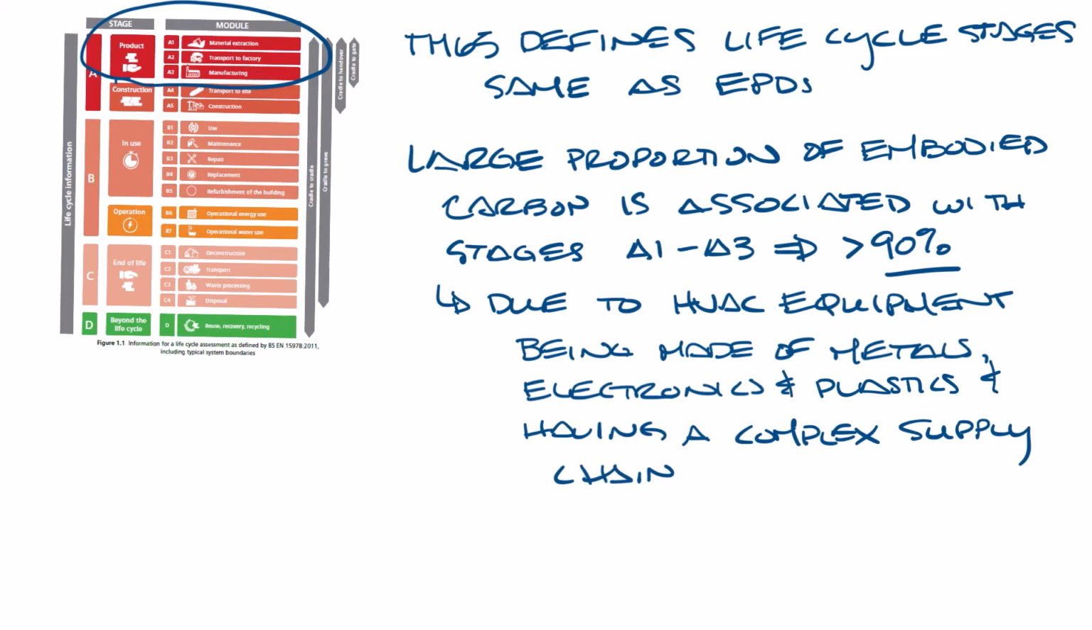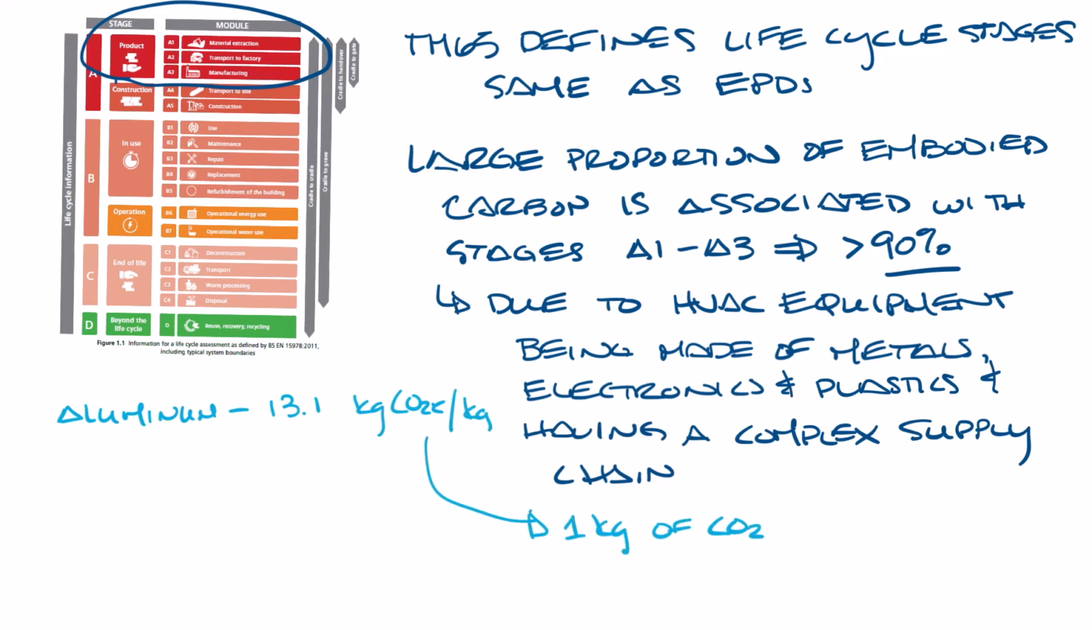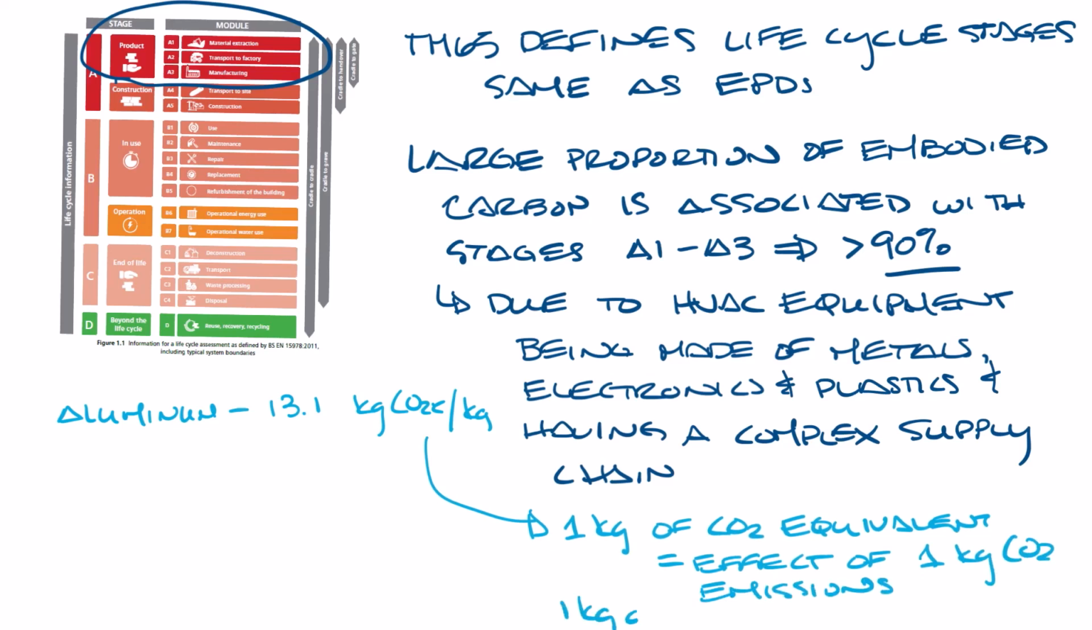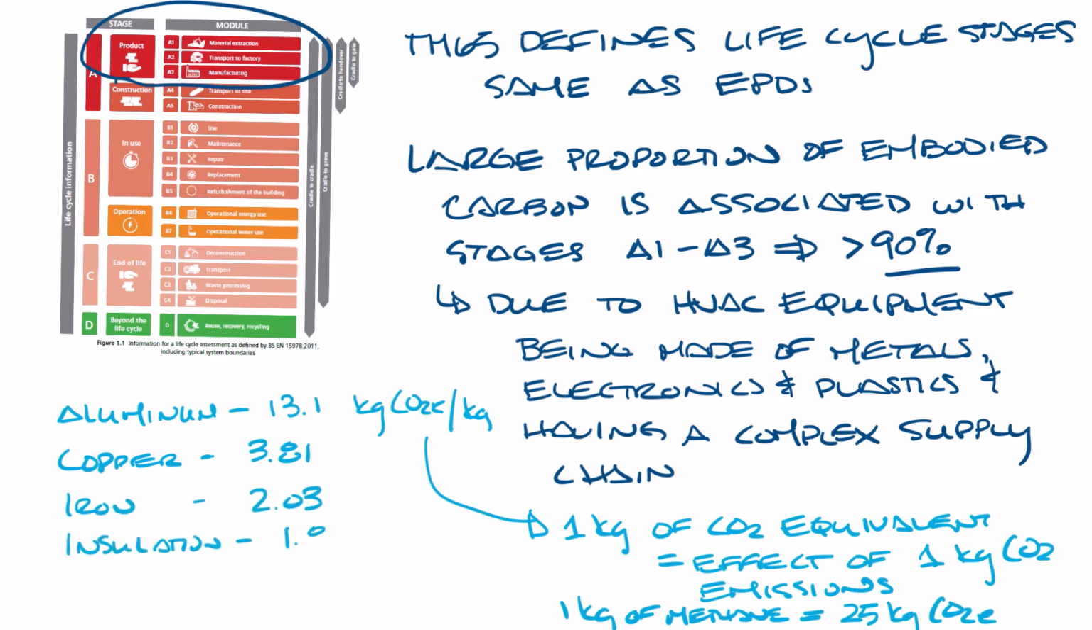For example, TM65 shows the embodied carbon for some common HVAC equipment raw materials, such as aluminum, which is 13.1 kilograms of CO2 equivalent per kilogram of aluminum. 1 kilogram of CO2 equivalent is equivalent to the effect of 1 kilogram of CO2 emission. So for example, the emission of 1 kilogram of methane is equal to 25 kilograms CO2e. So next there's copper at 3.81 kilograms CO2 equivalent per kilogram of copper. Iron is 2.03, insulation is 1.86, stainless steel is 4.4.